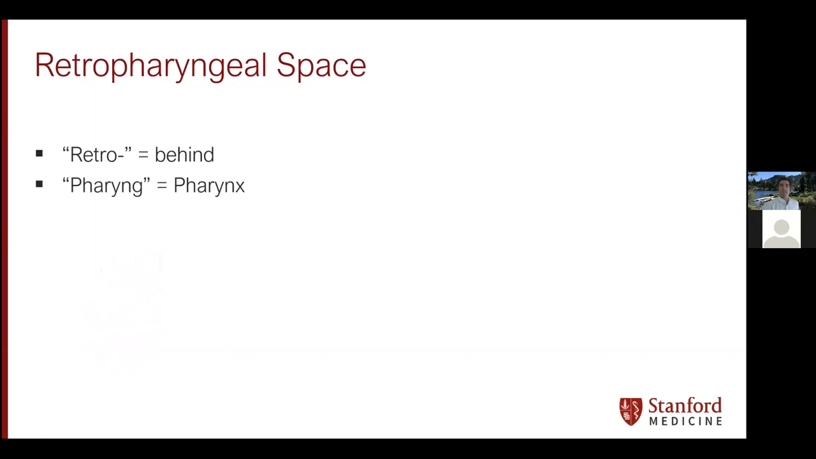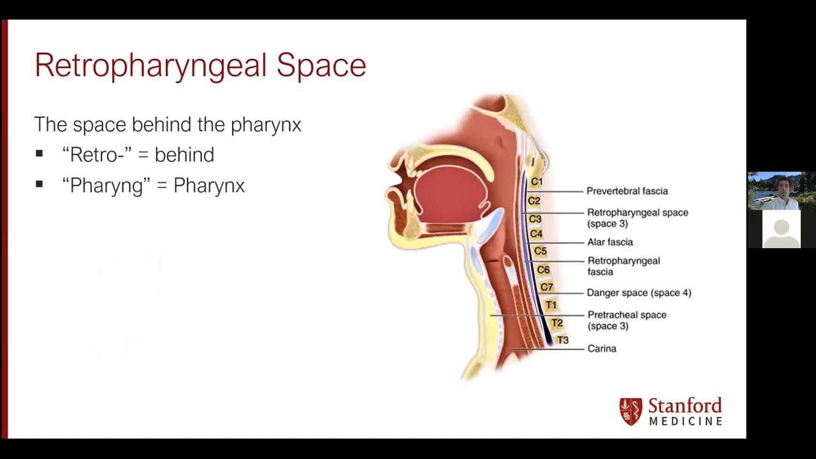Yeah, so that's exactly right. So the retropharyngeal space is the space behind the pharynx, and the pharynx is the throat. So the space behind the pharynx is called the retropharyngeal space, and it should be a potential space. There really shouldn't be much there. So it's supposed to be a sort of lining between two fascial planes, and there shouldn't be anything there.